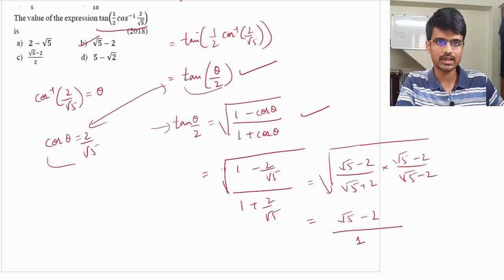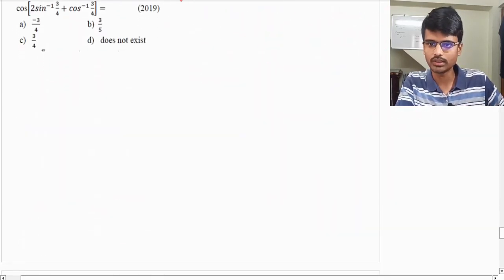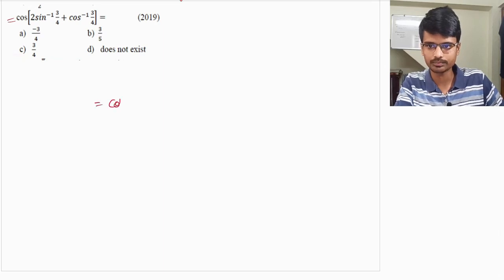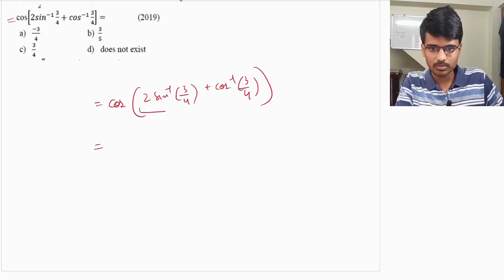This is a slightly difficult question, but with practice it will come. So revise the formulae of trigonometry. Very important. Moving on, another simple question. Cos of 2 sine inverse of 3 by 4 plus cos inverse of 3 by 4. So I can split 2 sine inverse of 3 by 4 as sine inverse of 3 by 4 plus sine inverse of 3 by 4. Agreed?